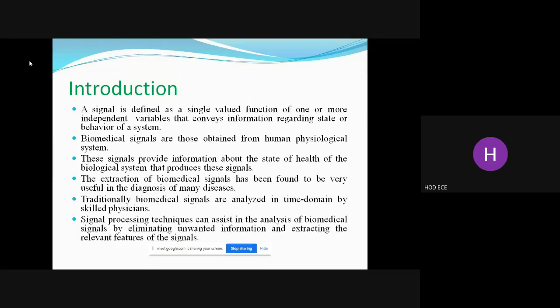Traditionally, the biomedical signals are analyzed in time by skilled physicians. But now a number of signal processing techniques can be used to analyze the biomedical signals and to extract the relevant information from the signals, and to remove the unwanted information such as artifacts and noise. All those things can be removed by using the various signal processing techniques.